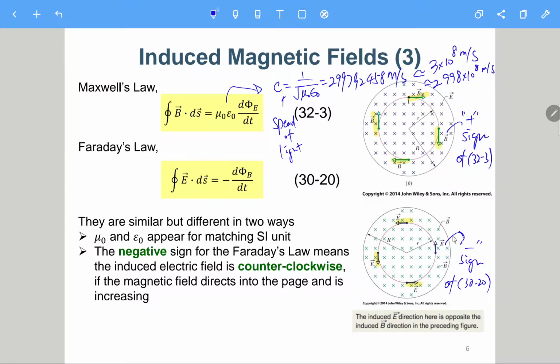Still, you use the right hand rule, you use your thumb pointing into the page and your fingers are clockwise. For this one, we only have a positive sign, so the generated B field is also clockwise. But for this one, our forefinger is pointing clockwise, but here we have a negative sign, so the generated E field is counterclockwise.